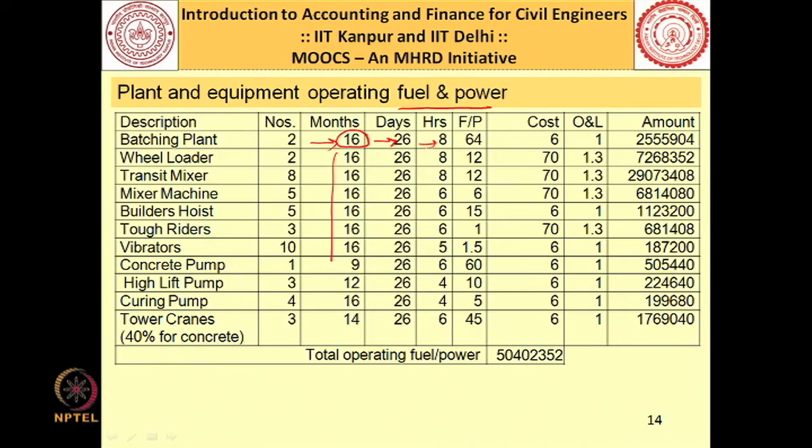Every month 26 days working, 8 hours working every day, and batching plant, let us say it is supposed to consume 64 units of power at a cost of 6 rupees per unit. Then you also have to add the cost of oil and lubricant. Depending on the condition of equipment, this factor could be varying from 1 to 1.3. The older the equipment, the higher the value. So, you go on multiplying all of them and you get these values and you add it up, and that is how you get this total operating fuel and power.